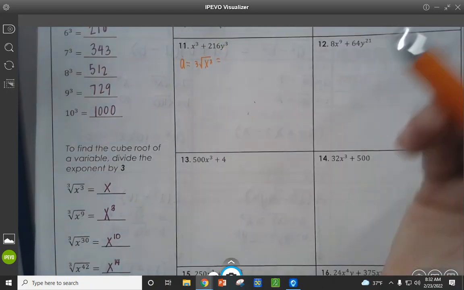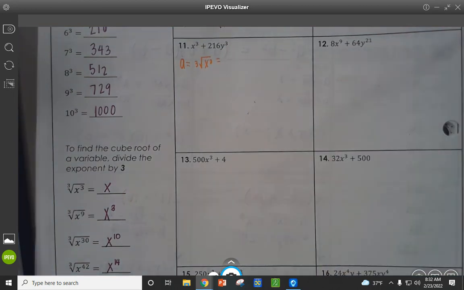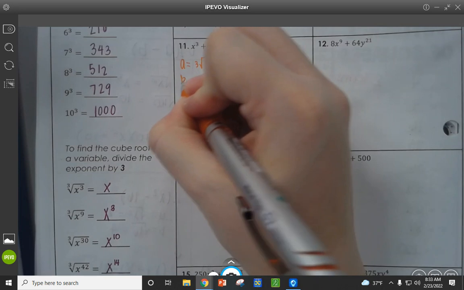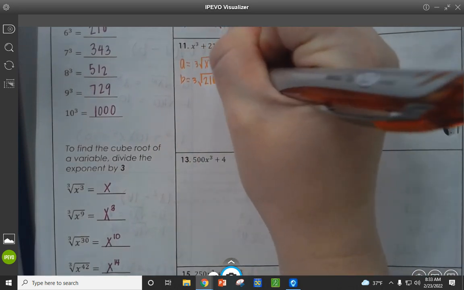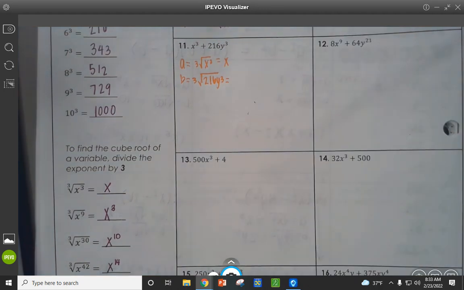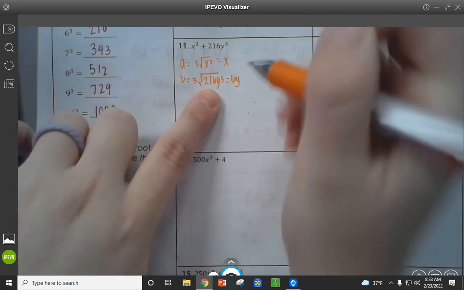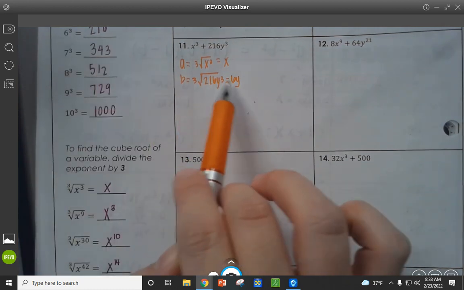So A is the cube root of my first term. So the cube root of x cubed is x. B is the cube root of 216y cubed. So we have numbers and variables. Take the cube root of them separately. So this would be 6y. The cube root of 216 is 6. And then the cube root of y cubed is y.